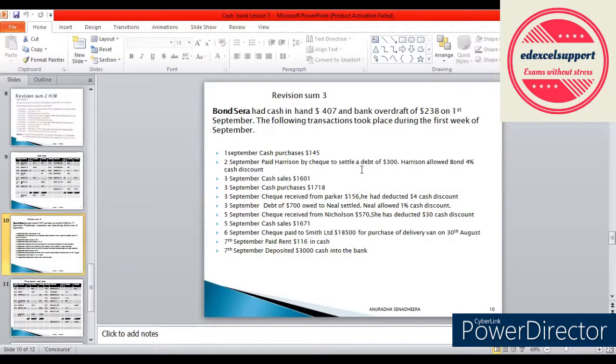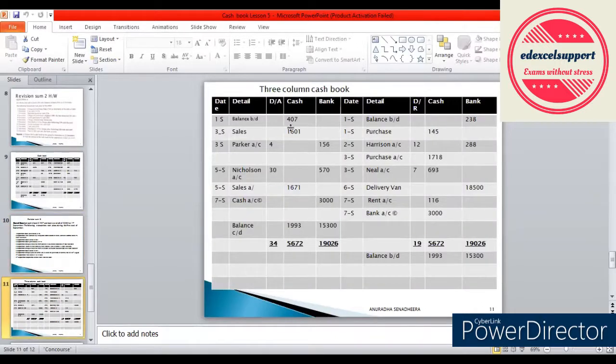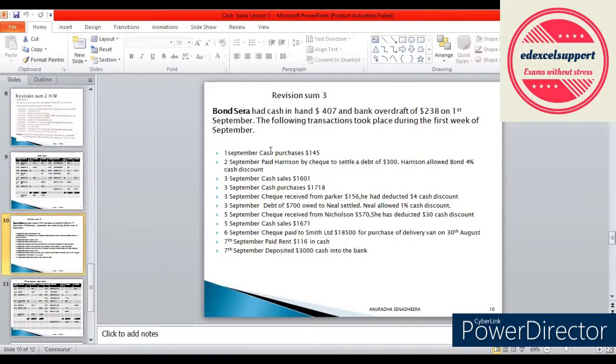Next one is check received from Parker 156, and he had deducted the 4% cash discount. So we are receiving a check, so it's a bank column. Column is bank, side is debit. So amount is 156 and discount is 4. It's done.